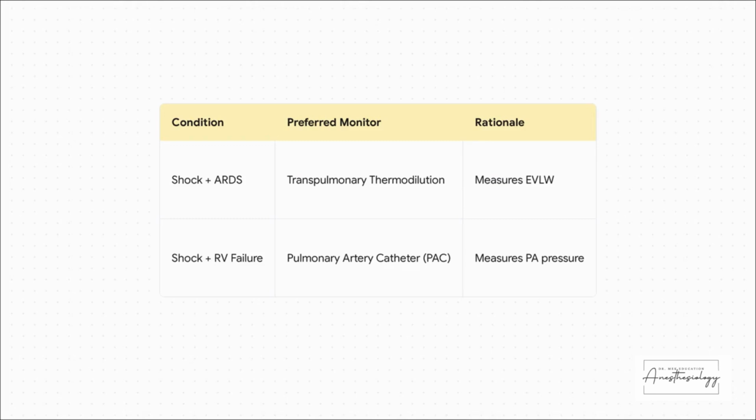Now, this table is incredibly useful for day-to-day practice. It guides our choice of device based on the specific clinical picture. For example, if you have a patient with shock and ARDS, a transpulmonary thermodilution device is preferred because it can measure extravascular lung water. But if you're dealing with shock complicated by right ventricular failure, a PA catheter is the better choice for its ability to directly measure PA pressures.